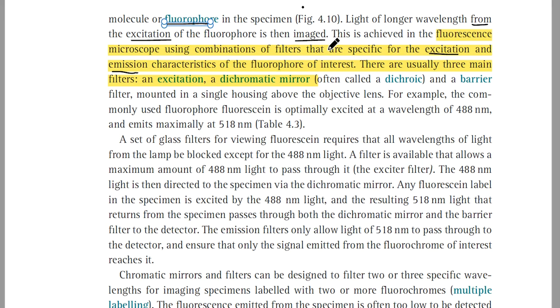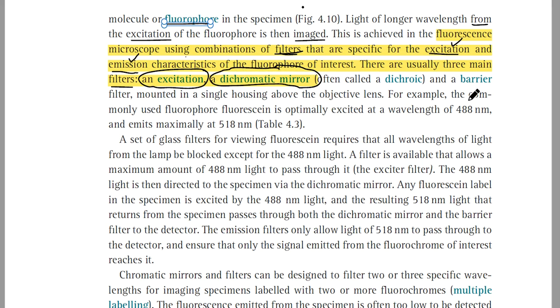Okay, this is achieved in a fluorescence microscope using the combination of filters which we talked about in that picture, and these are specific for excitation and emission. Okay, specific filters are there for excitation and emission. And there are usually three main filters. What are they? Number one is the excitation filter and a dichromatic mirror.